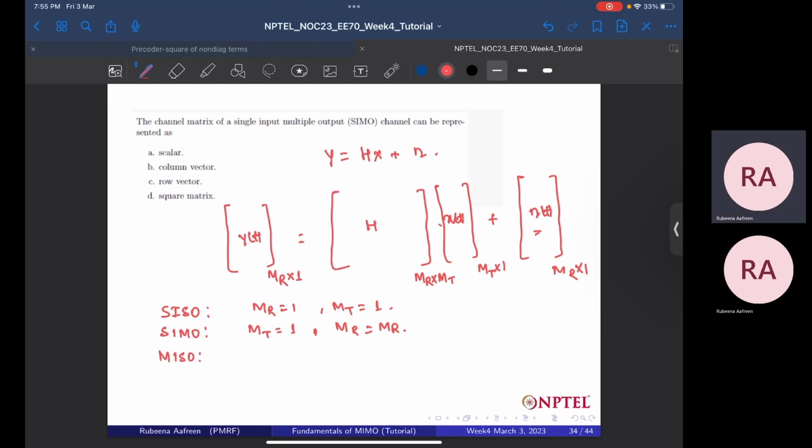Then we move to MISO. Here we have multiple inputs, so we write Mt as Mt and Mr as 1. If Mr is 1, then the output y will be a scalar, and H will be 1 cross Mt, that means it is a row vector, and then x is a column vector and n is also a scalar. This can be justified because we have a single output, so a single noise source will be there. And then MIMO, this already is the equation for MIMO. So it is asking about single input multiple output channel, and for single input multiple output Mt is 1, so the channel matrix would be a column vector. The answer would be B.